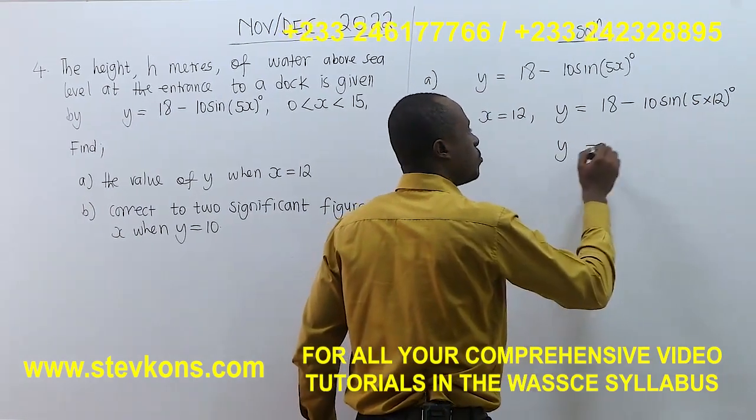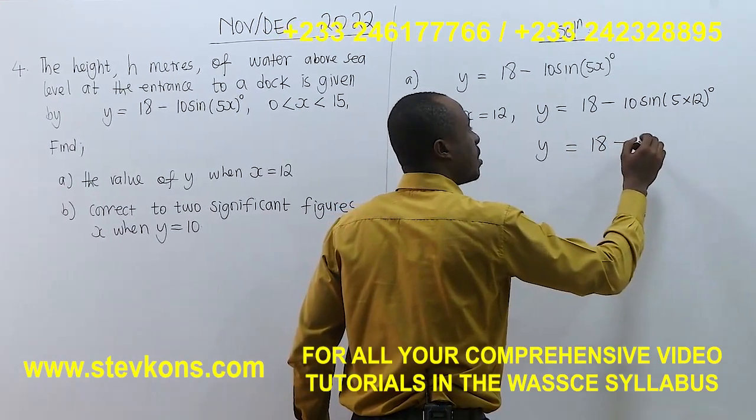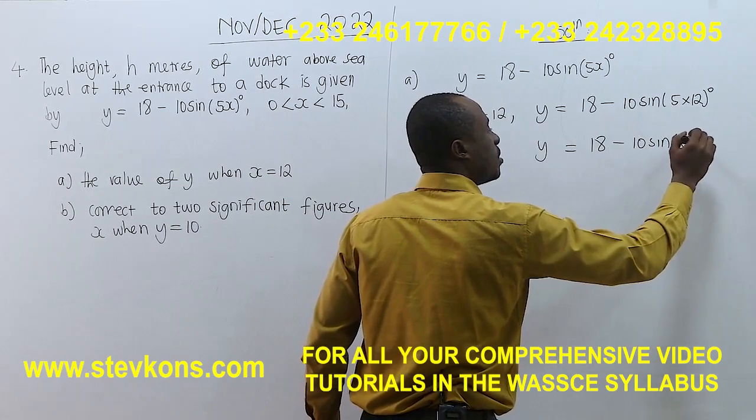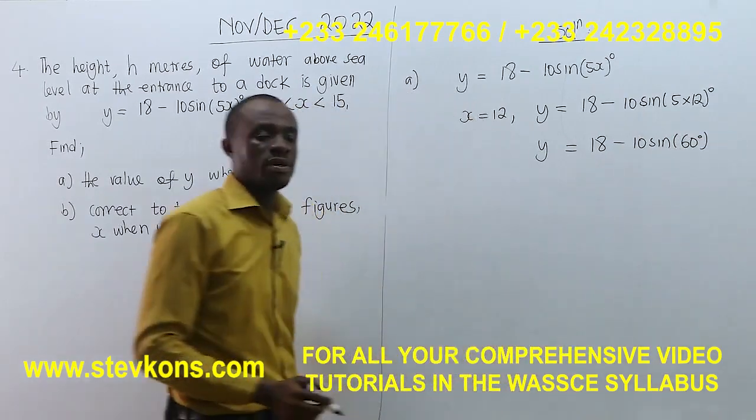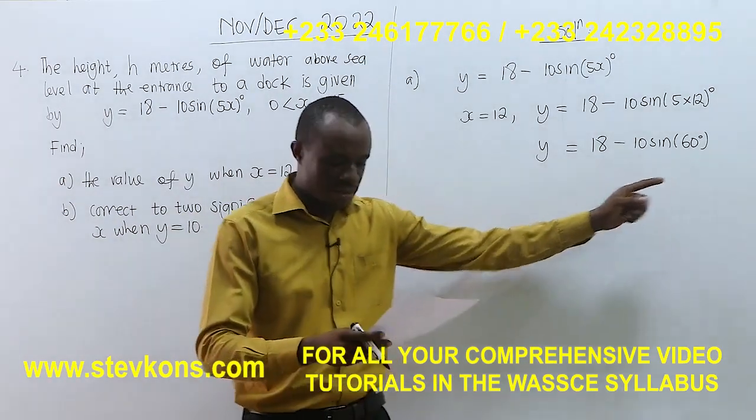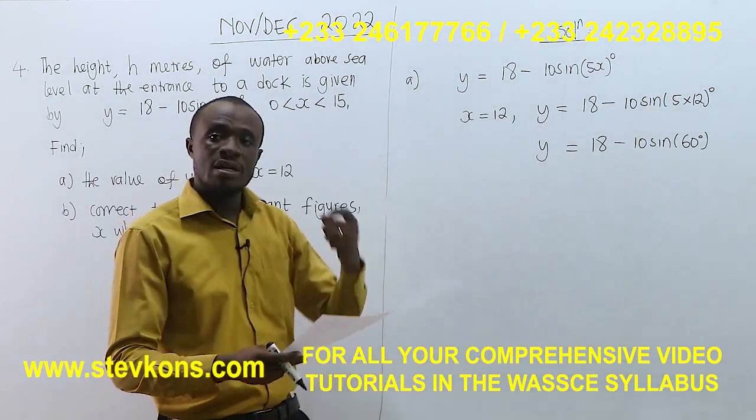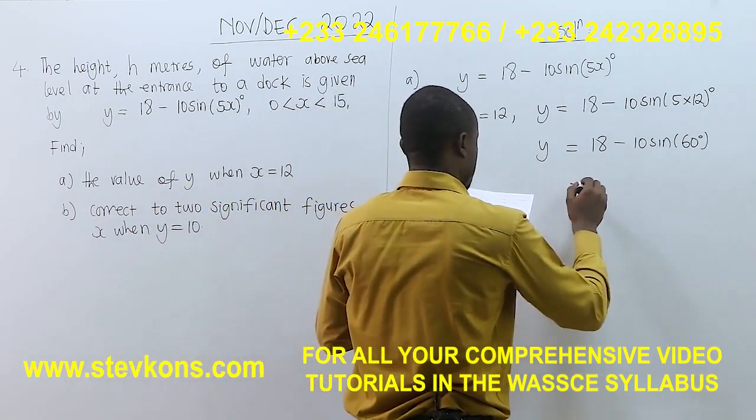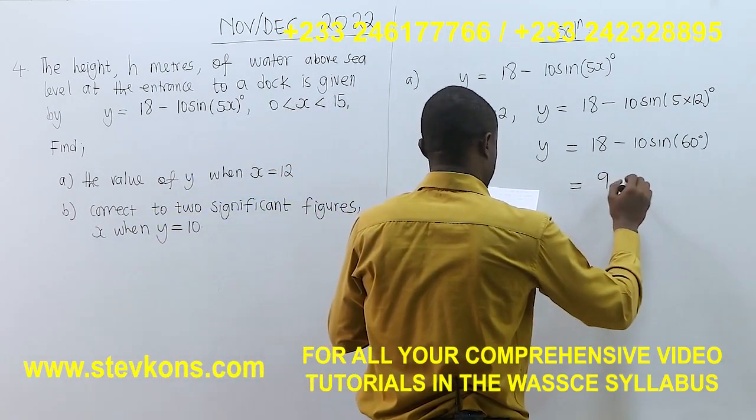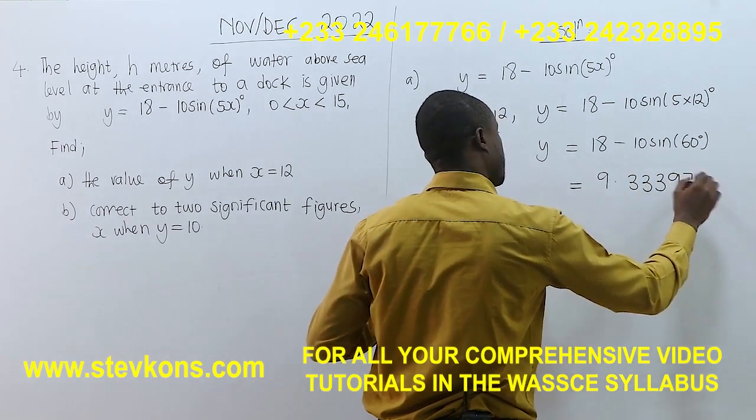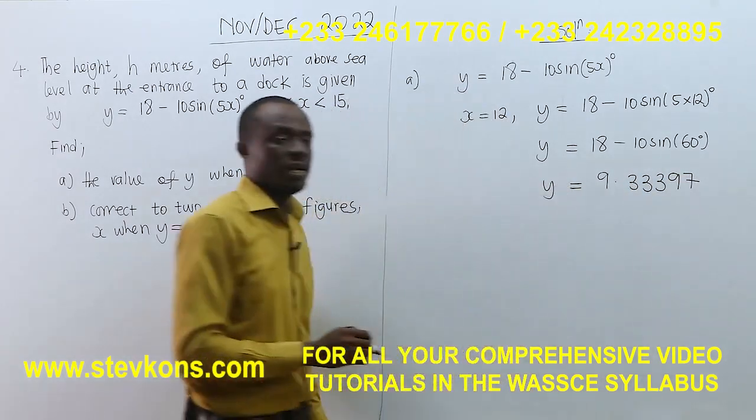So you have our y equal to 18 minus 10 sine. Now, what is 5 times 12? That's 60. Now, we can punch 18 minus 10 sine 60. We are allowed to use the calculator. And clearly, this would give us 9.33397. This is the value of y.